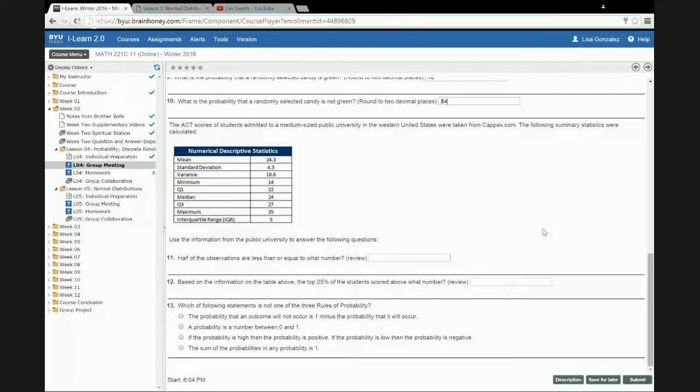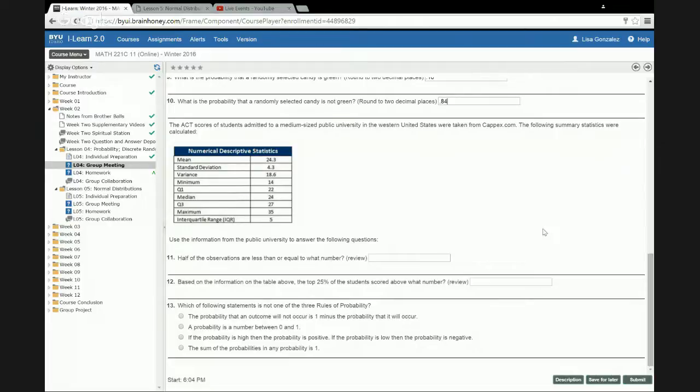Anyway. Okay. So the ACT scores of students admitted to a medium-sized public university in the Western United States were taken from capex.com. The following summary statistics were calculated. Okay. We've got the mean, the standard deviation, variance, minimum, Q1, median, maximum. All right. Use the information from the public university to answer the following questions. Can you see the graph or the chart? Okay. Yeah, I think so.